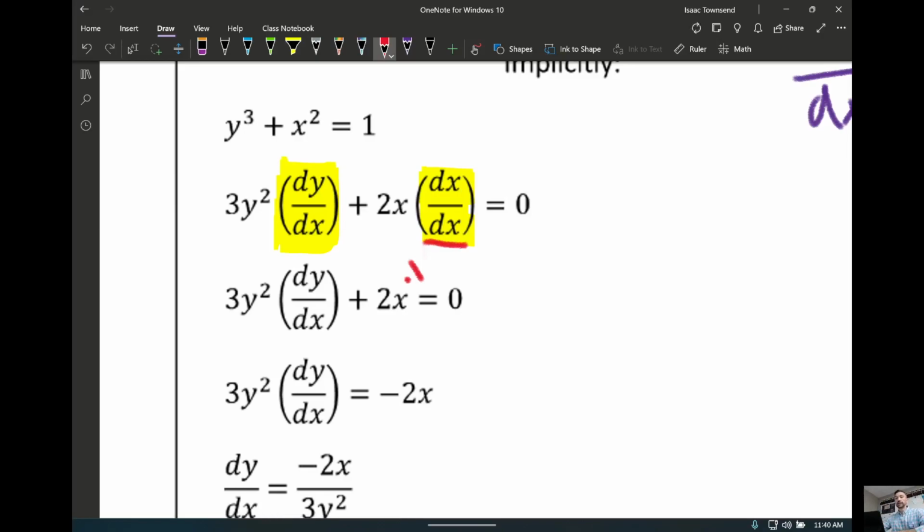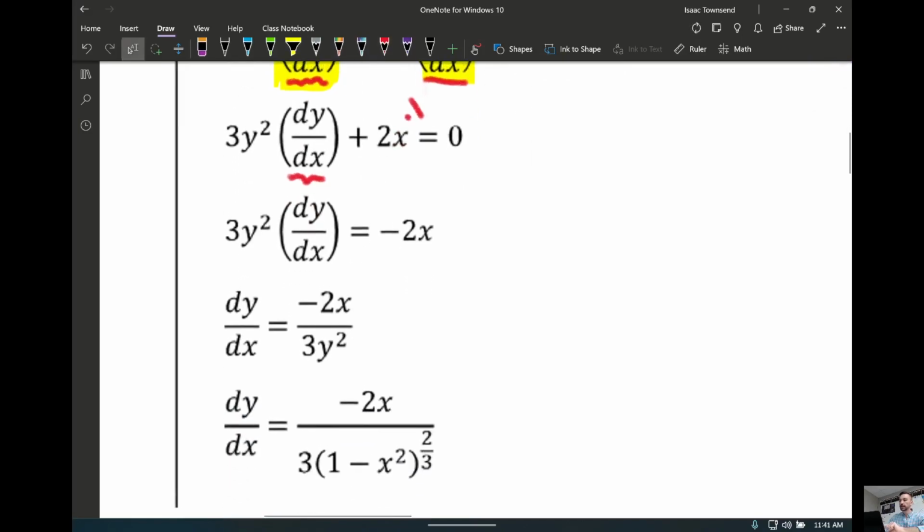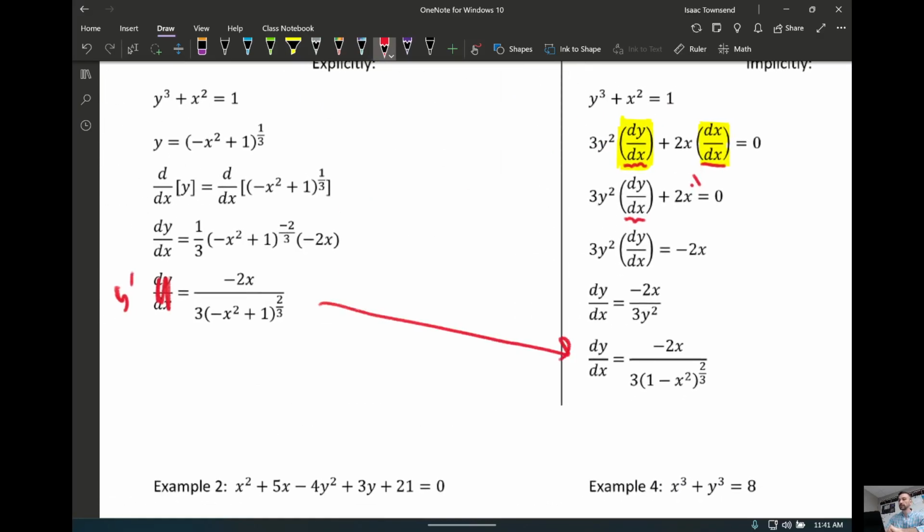But dy dx, this is the rate of change of y with respect to x. We absolutely must keep up with it. In fact, if we're trying to find the derivative, that is the derivative. dy over dx is the derivative. So then algebraically, they subtracted this over, divided both sides by 3y squared, plugged back in for y, and you can see that they ended up with the same answer.